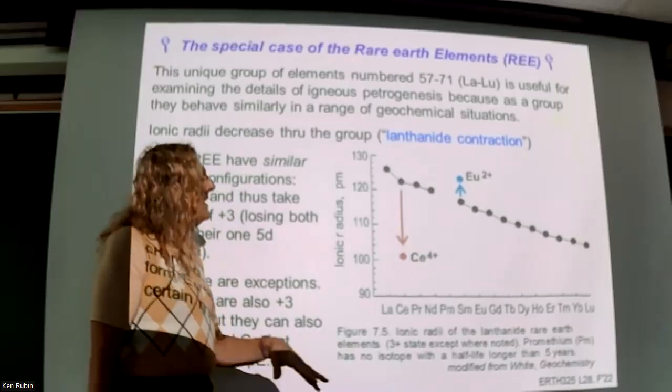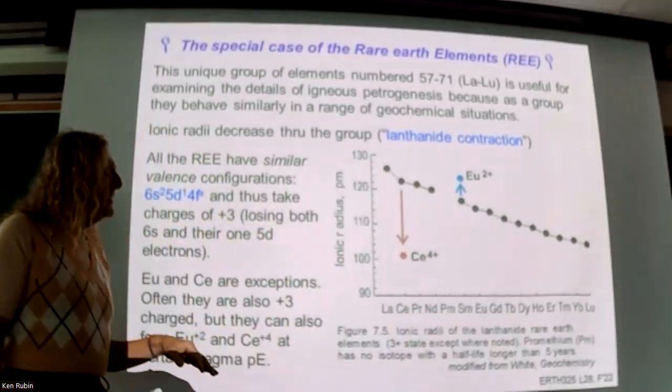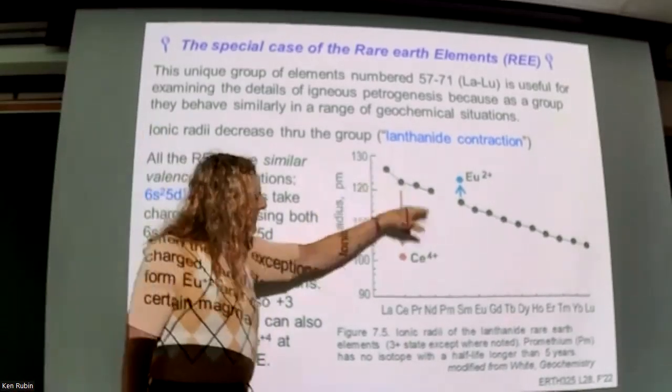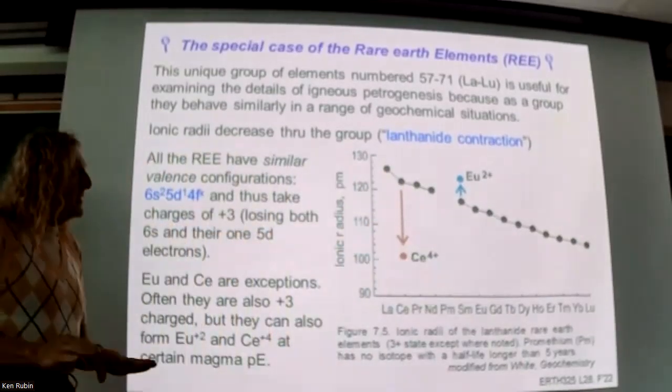govern distribution. The electronegativity is pretty much the same across the group, there's some variation, but not much difference. The charge is the same, except for these two special cases, only the size varies. So this is one of the reasons why we use them, because they're pretty simple.